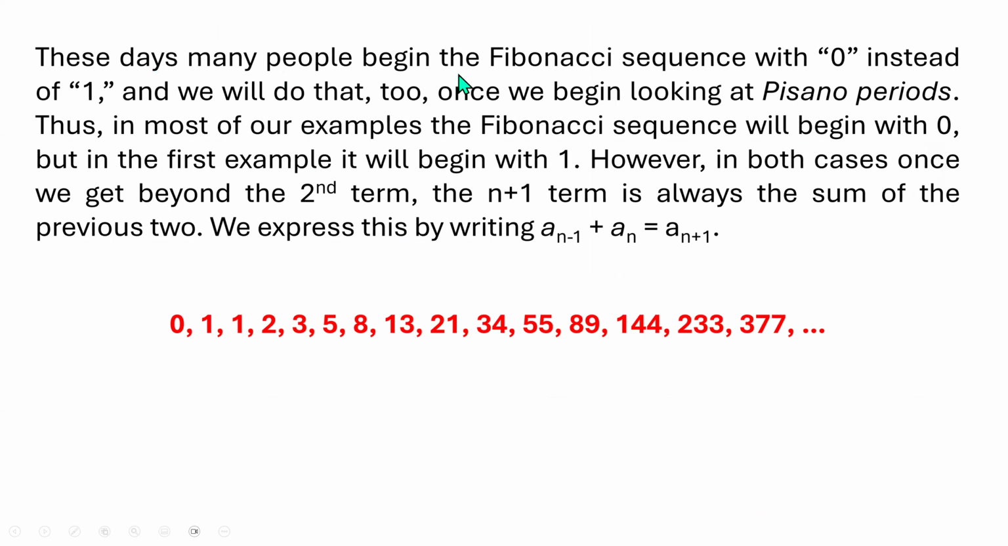These days, many people begin the Fibonacci sequence with 0 instead of 1, and we will do that too once we begin looking at Pisano periods. Thus, in most of our examples, the Fibonacci sequence will begin with 0, but in our first example, it will begin with 1. However, in both cases, once we get beyond the second term, the n plus 1 term is always the sum of the previous two, and we express this by writing a sub n minus 1 plus a sub n is equal to a sub n plus 1.